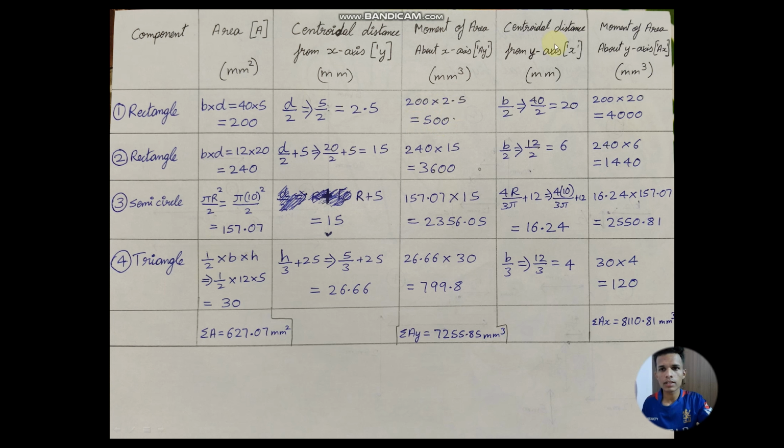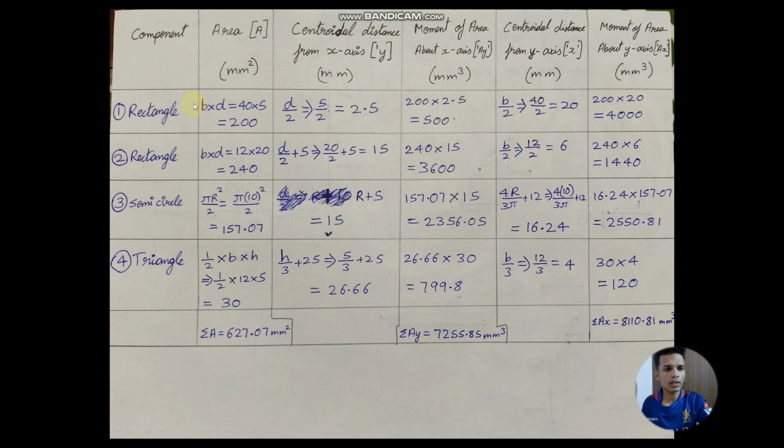And the centroidal distance from the y-axis is b by 2. B is 40 and 40 by 2 we get as 20. And the moment of area about the y-axis is again the centroidal distance from the y-axis multiplied by area. So it's 200 into 20, which we get as 4000.